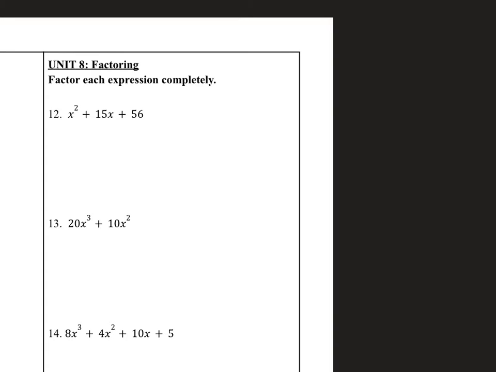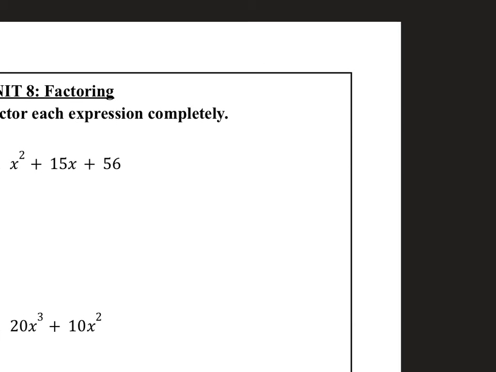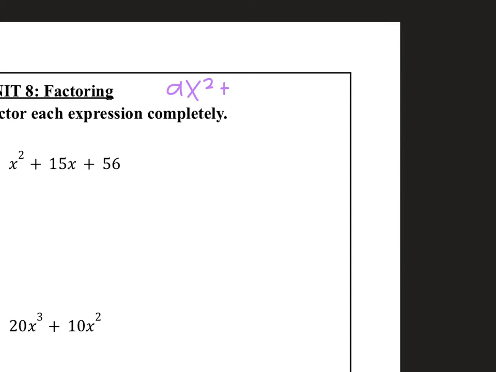Okay, this unit's going to be covering Unit 8, which is over factoring. So the main thing that we need to remember here when we're factoring is to look for what my a value is. So if you remember, the generic form of a quadratic equation is ax squared plus bx plus c equals 0. Now, a few things to note. It has to be equal to 0.